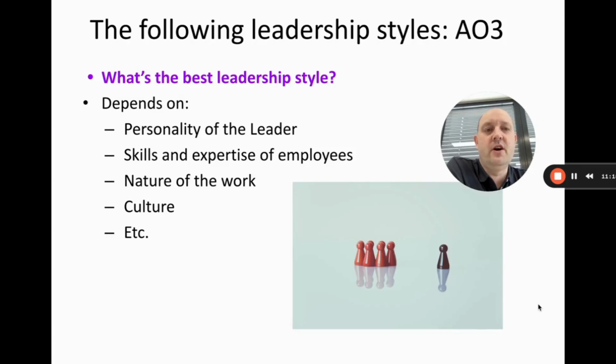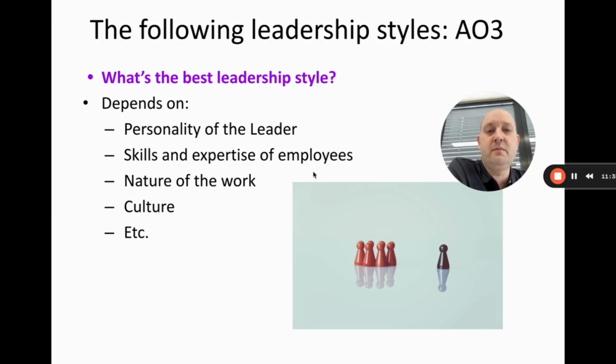So that leads us on to the final slide. What is the best leadership style? Clearly, there's no correct answer here because it depends on so many factors. So, for example, it depends on the personality of the leader. So if a leader is naturally democratic, then that's probably a leadership style that's going to suit them best. And so that's going to have a key impact on what the best leadership style is.